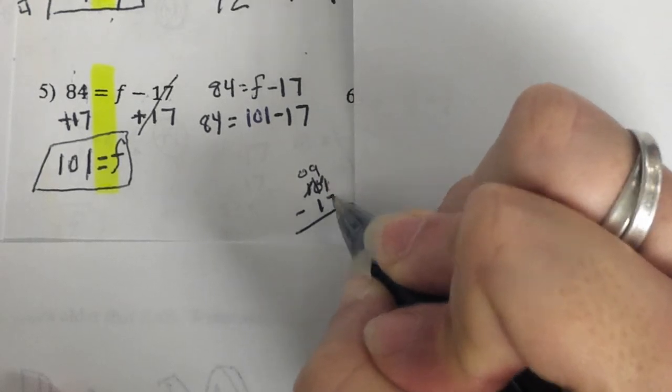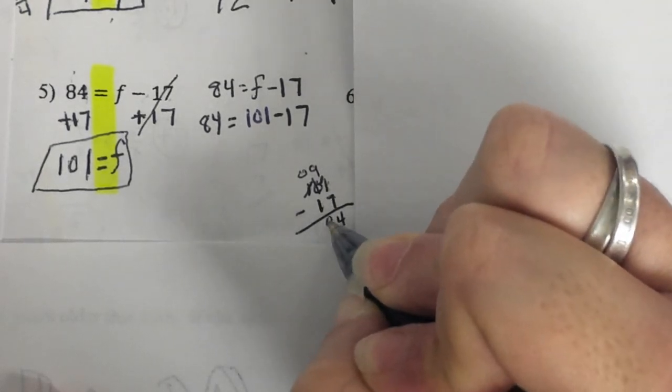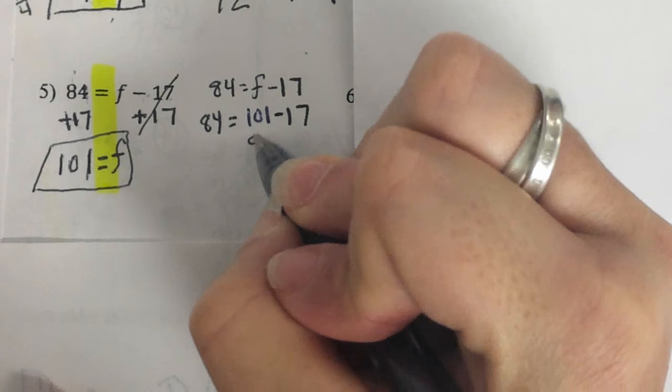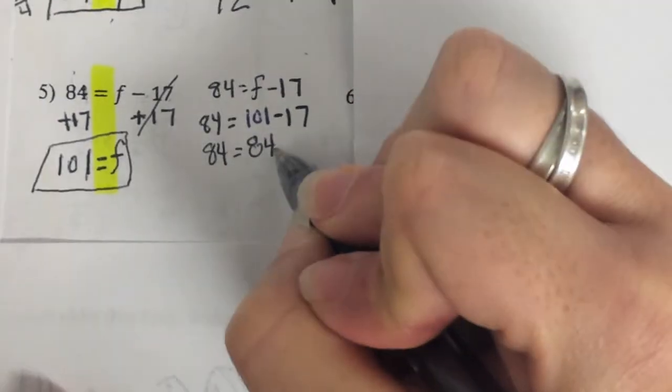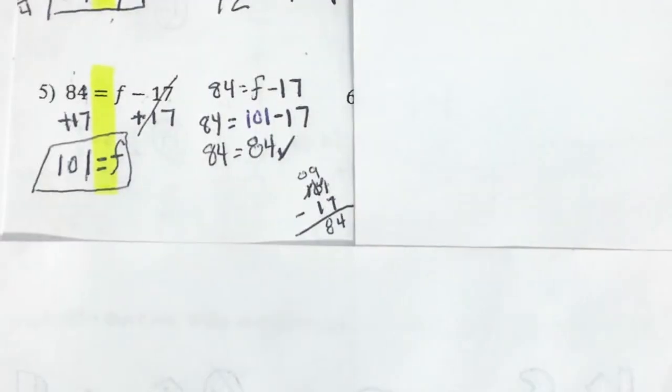7, 8, 9, 10, 11. 9 minus 1 is 8. 84. Okay, so I got 84 on this side. I got 84 on this side. So F being 101 must be right. Does that kind of make sense? Kind of. It's the same thing over and over.